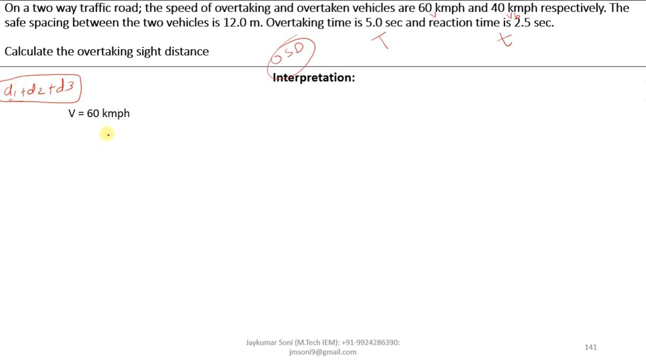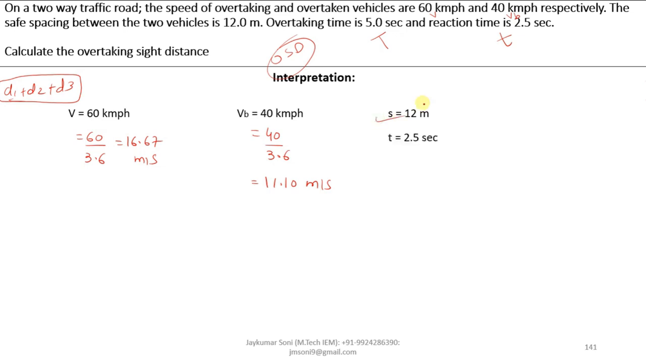The speed of overtaking vehicle is 60 kmph. If we convert it into meter per second, we will get the value as 16.67 meter per second. Now the speed of slow moving vehicle is 40 kmph. If we convert it into meter per second, it will be 11.1 meter per second. Now spacing is already given over here, which is 12 meter. Reaction time 2.5 seconds is given. Capital T, which is overtaking time, is also given, which is 5 seconds.